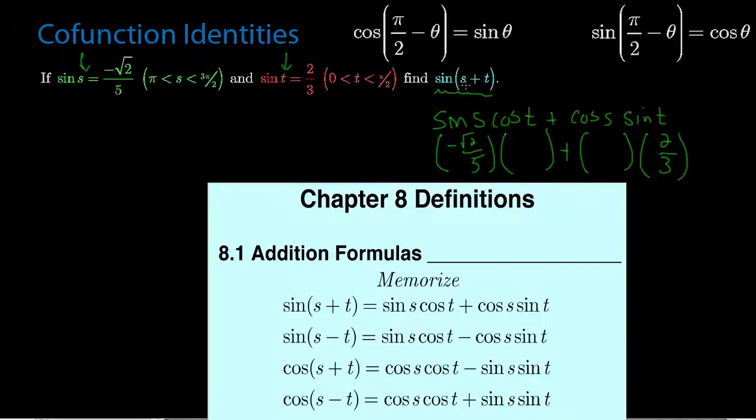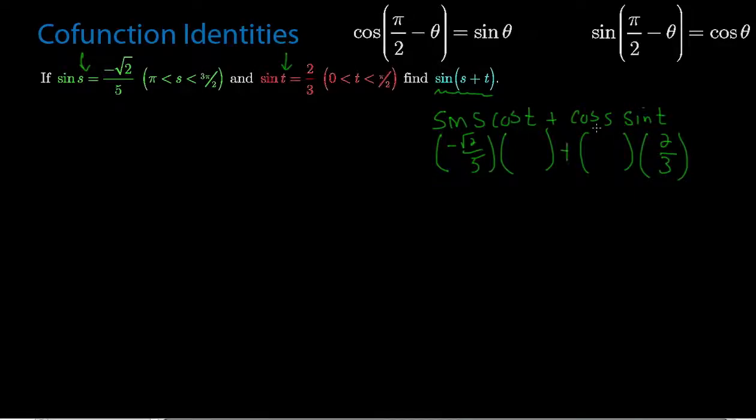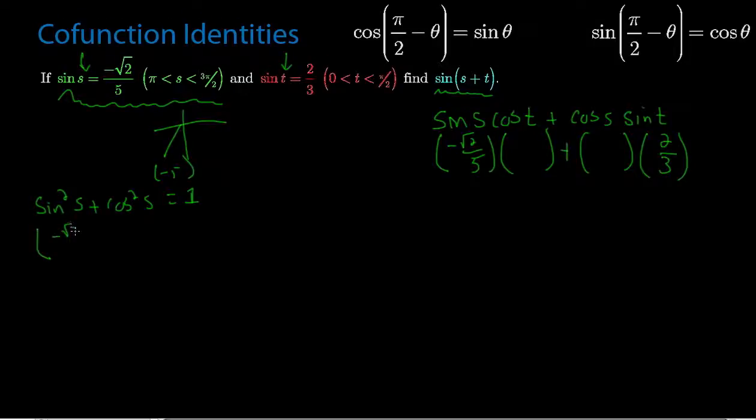So in order to figure out the sine of s plus t, I need to find out cosine t and cosine s. Well, if I draw many little diagrams for the 2 pieces of given information, I'll be able to figure out the 2 remaining unknown things. Sine s, where s is in the third quadrant, between pi and 3 pi over 2, tells me that both the x and the y are negative. And if I have that the sine s is negative root 2 over 5, I know that sine squared s plus cosine squared s equals 1. Negative root 2 over 5 squared plus cosine squared s equals 1.